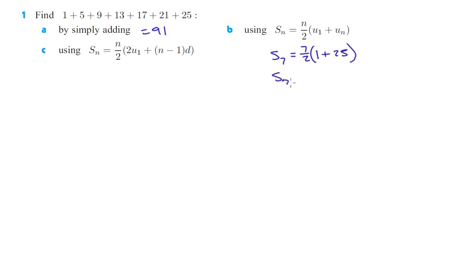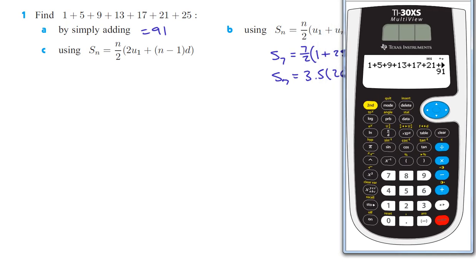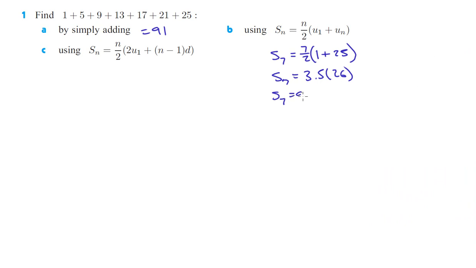So we get S of 7 equals 3.5 times 26. And hopefully that gives us 91. Let's check it out, see if that works. 3.5 times 26, and poof, we get 91. That's good. So S of 7 is 91, so that works.